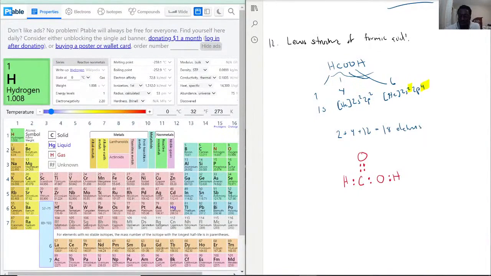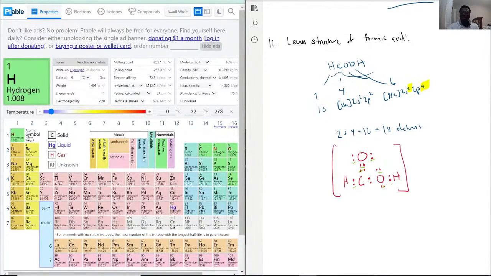Let's quickly review it. I want to make sure that we have the 18 electrons, so 2 oxygens, and we have to fill this out. Now let's count: 2, 4, 6, 8, 10, 12, 14, 16, 18. So this indeed is the Lewis structure for formic acid.